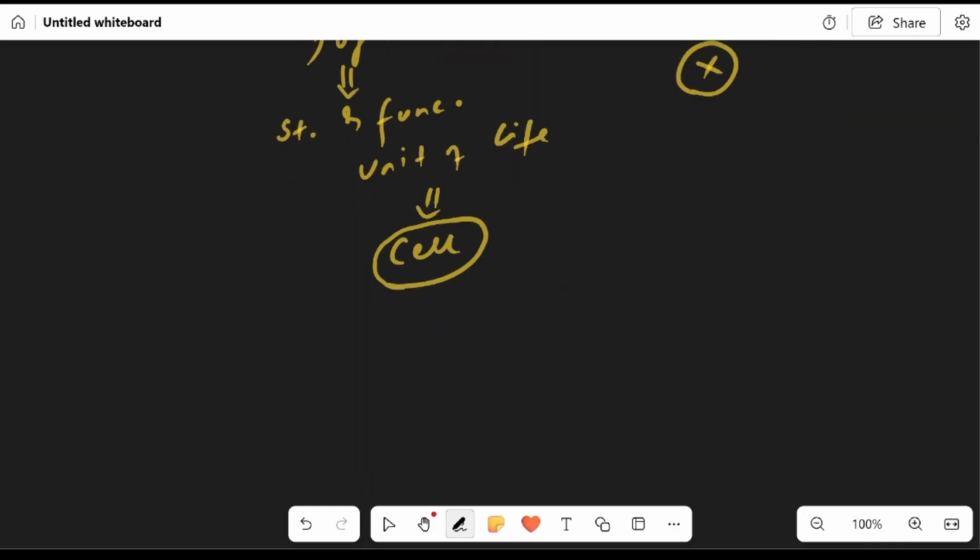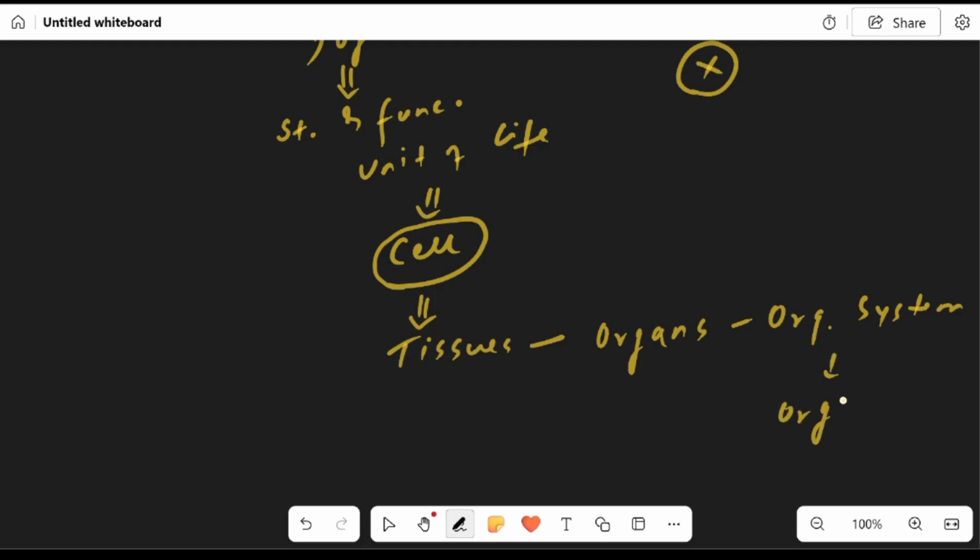So all the living beings have a structural organization. We have cell, and similar groups of cells which perform similar functions are known as tissues. From tissues, we have organs, a combination of tissues. Then we have the organ system, and finally an organism comes into existence.